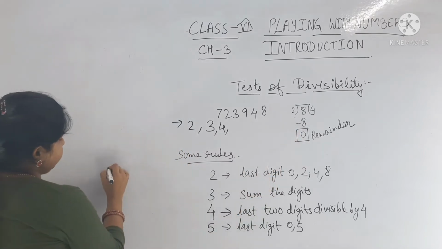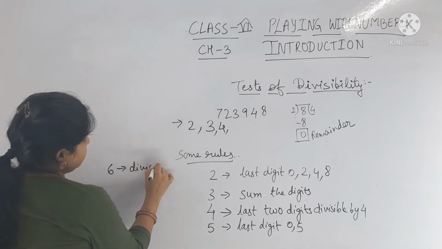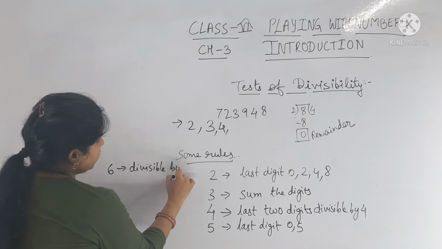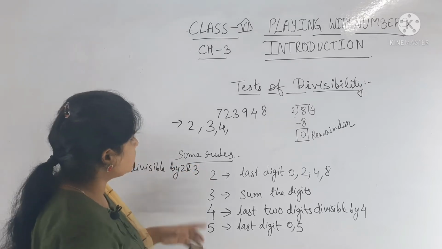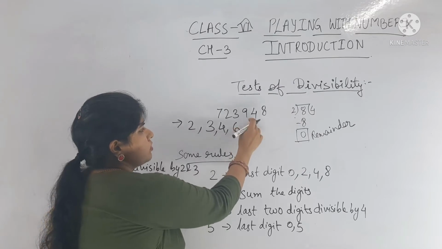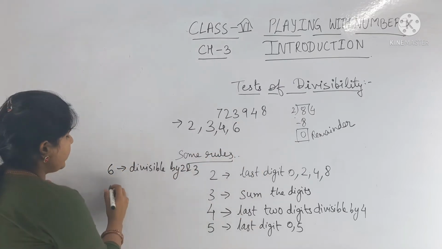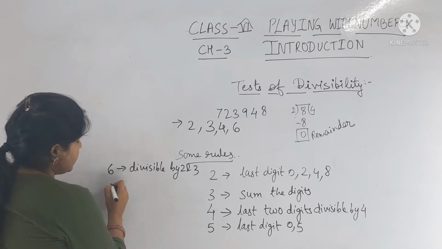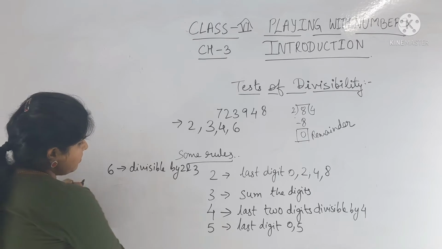For 6, if it is divisible by 2 and 3, okay, so it is divisible by 2 and 3. So 6 is also a factor of this. It is divisible by 6. Okay, for 7, 7 is a prime number.